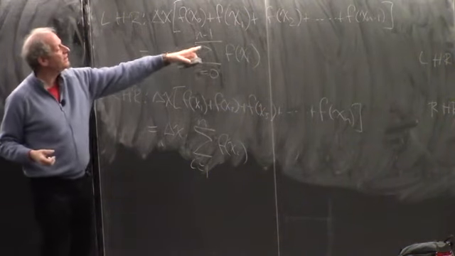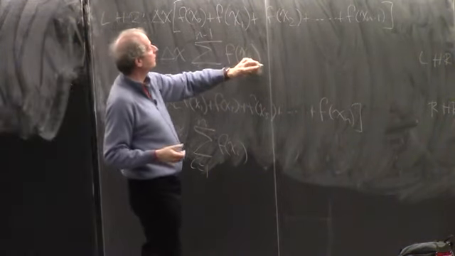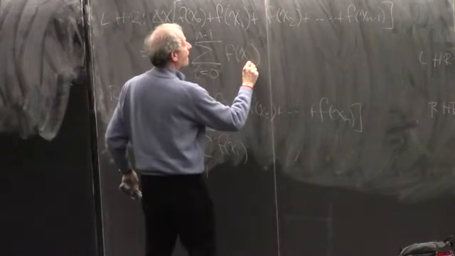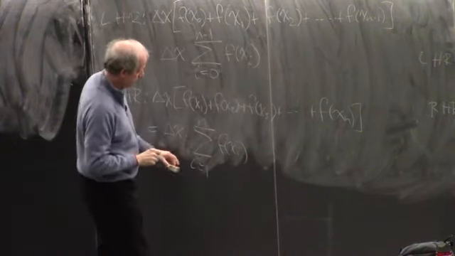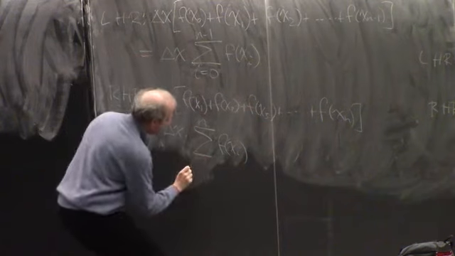That's an i. So this says sigma i equals 0 to n of f of x sub i. Kind of hard to write down here.